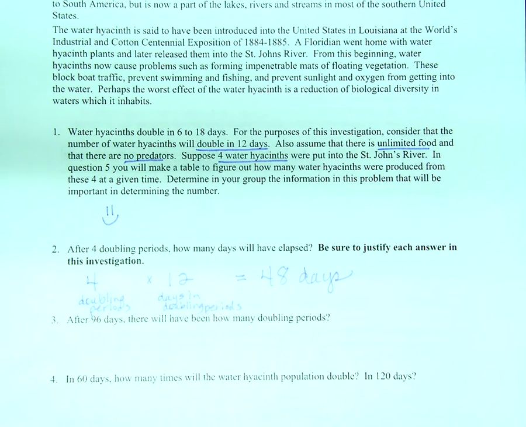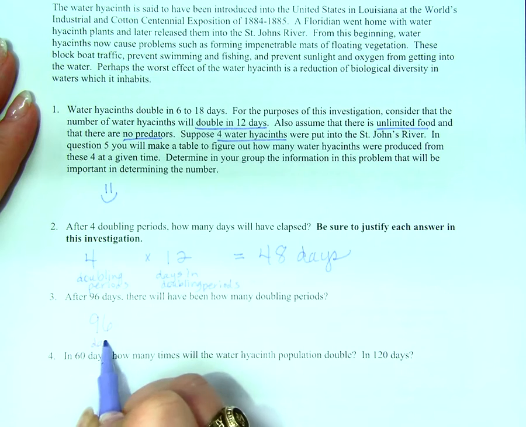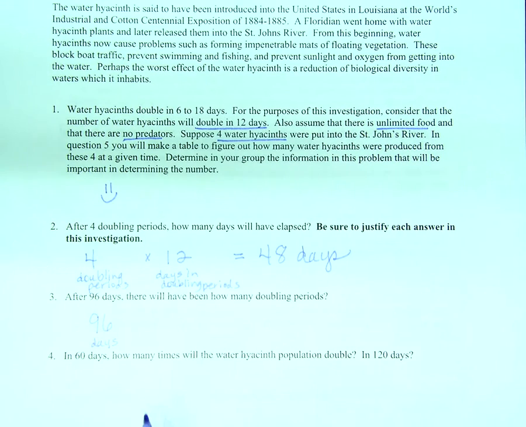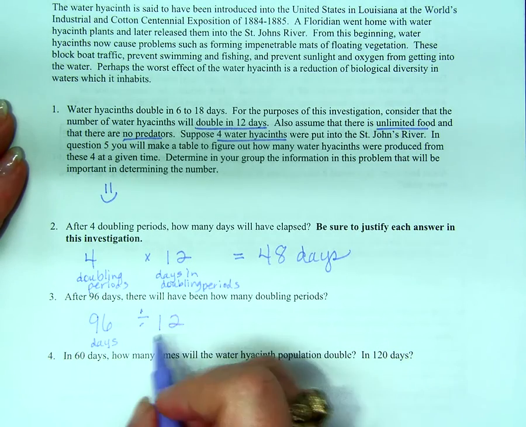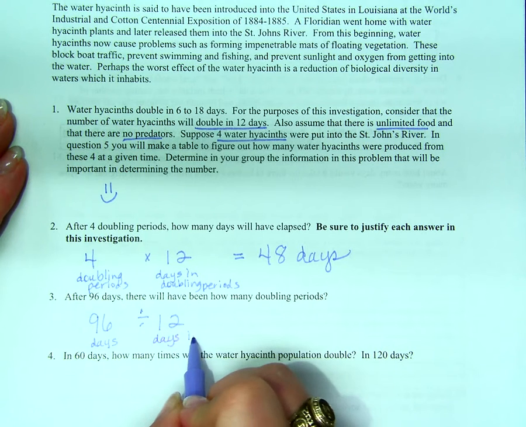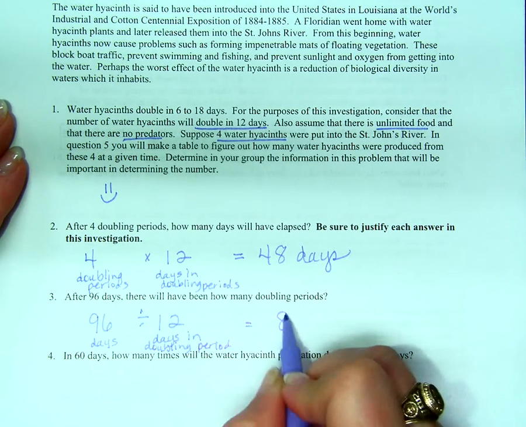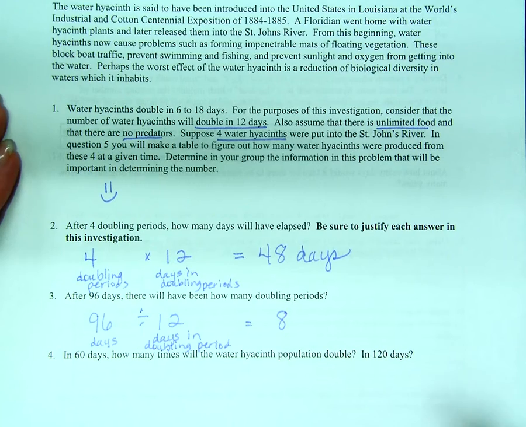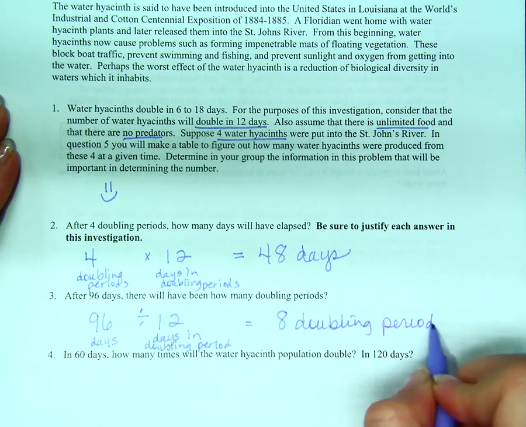After 96 days, there will have been how many doubling periods? Okay, so how do you know it's 8? What's your justification? 96 days, and then what? Divided by 12. And 12 is what? Days in doubling period. To give us 8. 8? We just write 8? Okay.